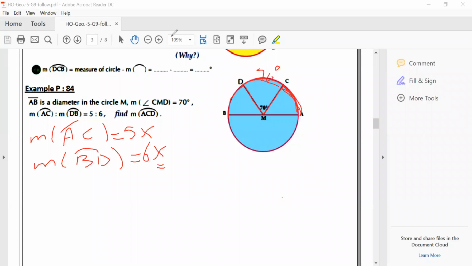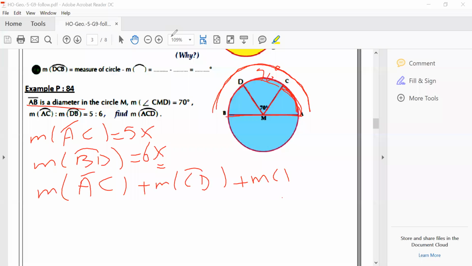Okay, what do I have? I have the sum of AC plus CD plus BD equals what? 90? No, 180. The three arcs, this is a semicircle, 180, opposite to a diameter, because he told me that AB is a diameter. So measure of AC arc plus measure of CD arc plus measure of DB arc equal 180.